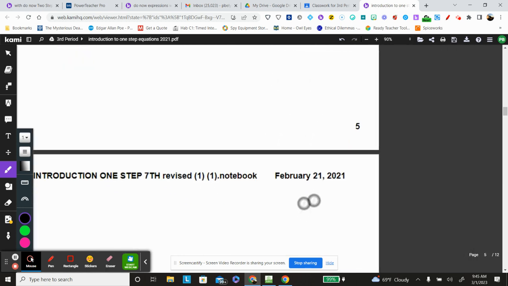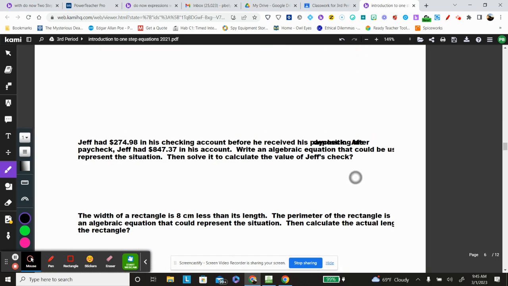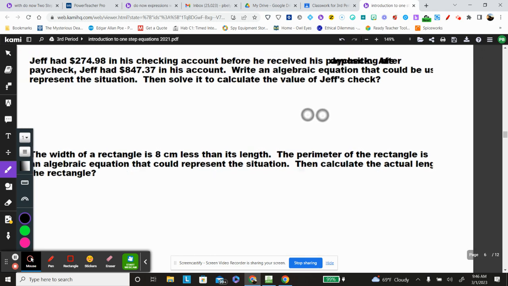I was flipping it when you were doing it. I don't know what this is. I can't read it. It ran together on me. I can read it for you. Jeff had, after his paycheck, to be used to represent the situation. What in the world? Oh, I think it says he received his paycheck. Okay. All right. Here we go.